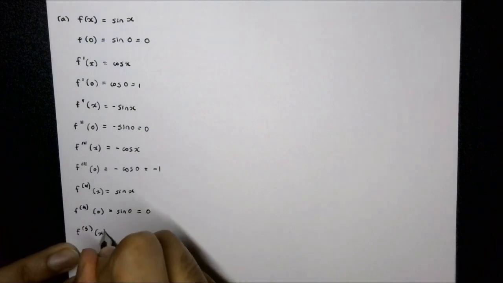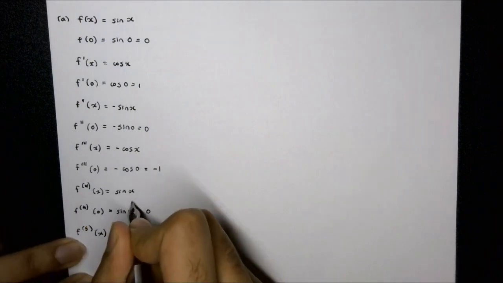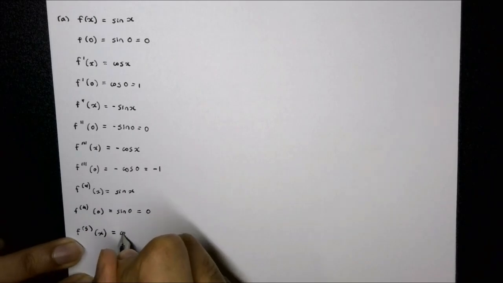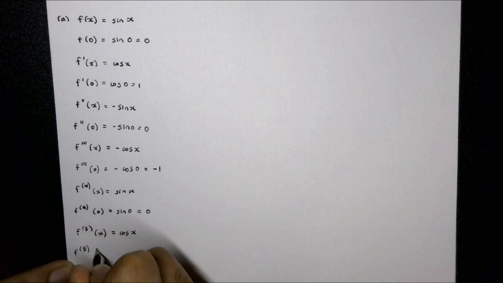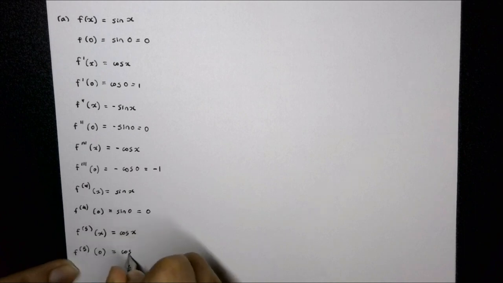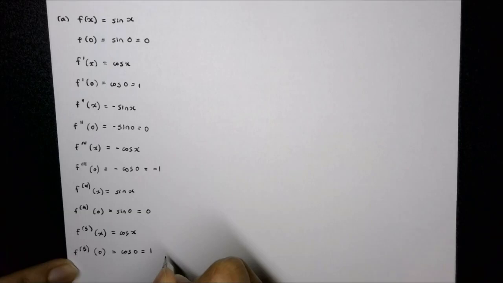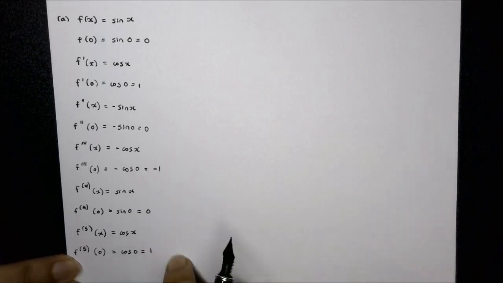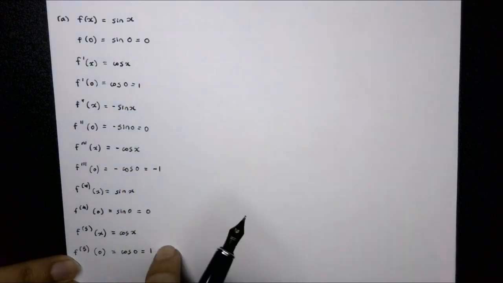of x. If we differentiate sine, we get cos. And therefore, if we work out the fifth derivative at 0, we get cos of 0, which is 1. So we can include the x to the 5 terms. So far we've got 1, 2, 3 terms.